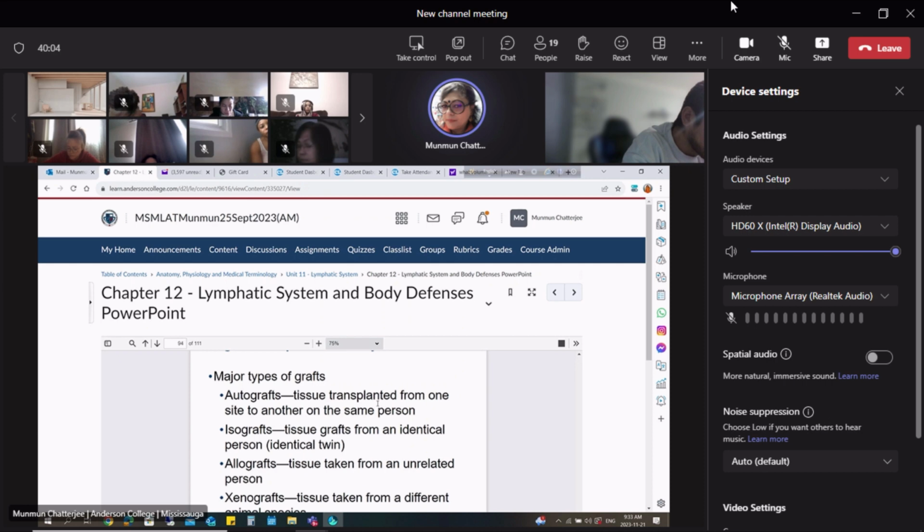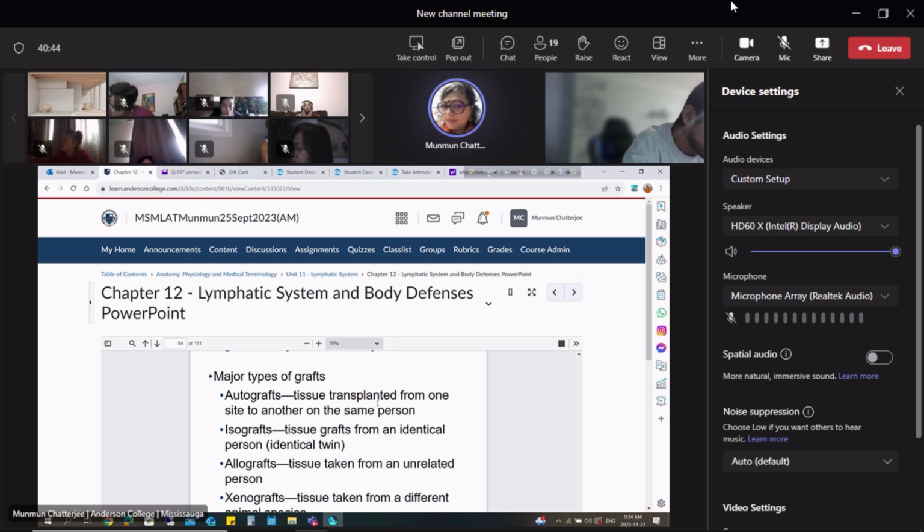When we are taking from an unrelated person, like kidney transplant, lung transplant, heart transplant, liver transplant, not always can we do it from the same person. So we have to depend upon the donor. The donor is another unrelated person, that is called the allograft. It's not any blood relation or anything. So from an unrelated person is the allograft.